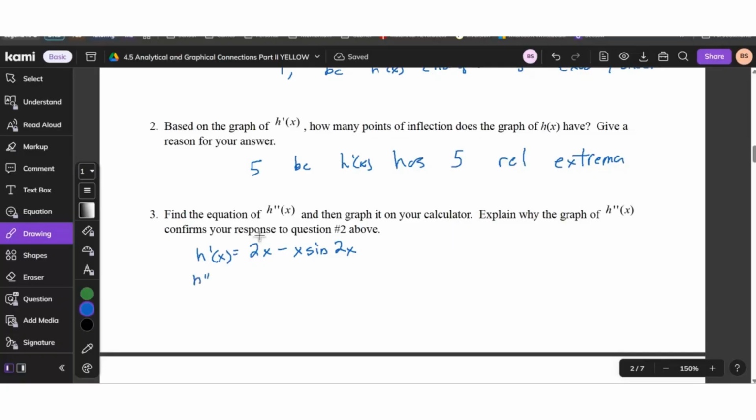So then h double prime is going to be 2. This here is going to be a product rule, right? Because it's x times sine, and it's also a chain rule. So it's going to be the derivative of the first times the second plus the first times the derivative of the second, which is 2 cosine. It is. That's why I wrote cosine. Remember, I got to do the derivative one at a time. I don't take the derivative of them both for product rule.